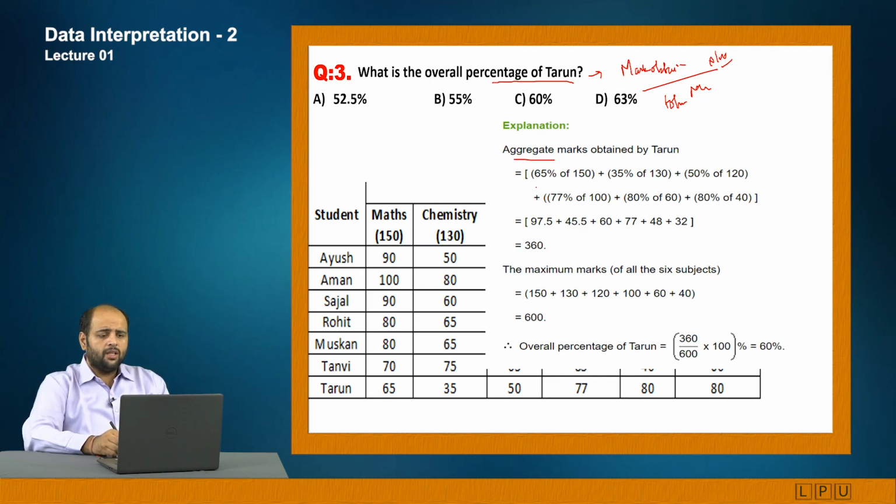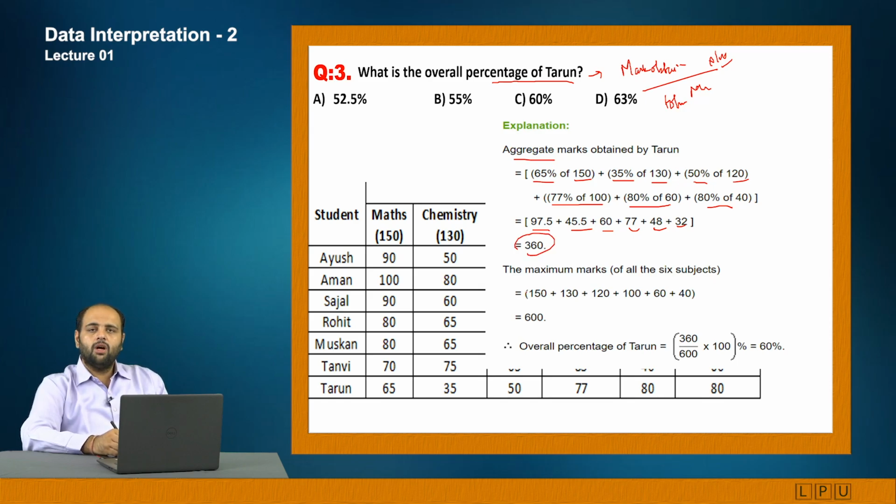So as you can see, first is 65% of 150, then 35% of 130, similarly 50% of 120, 77% of 100, 80% of this and 80% of this. As nothing is common, we have to calculate each separately. After solving each and every value, the total comes out to be 360. So these are the marks obtained by Tarun.